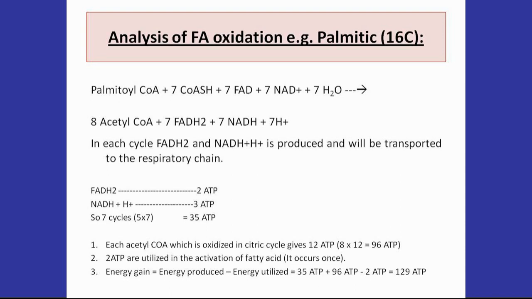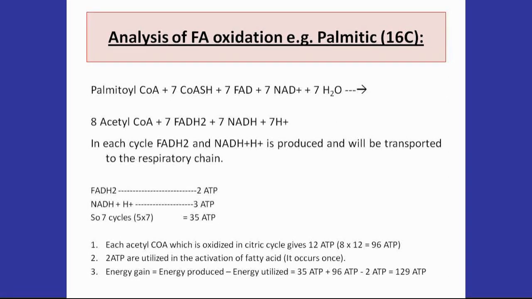Now, how many ATP does FADH2 produce? Generally, it produces 2 ATP molecules. Moreover, NADH produces 3 ATP molecules. So the sum total is 5. You can see in the reaction that there are 7 molecules of FADH2 and 7 molecules of NADH, right? So this combination, 2 plus 3, that is 5, into 7 times they occur, is equal to 35 ATP produced.